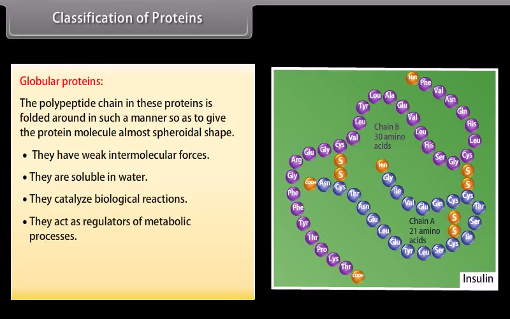They act as regulators of metabolic processes. For example, maintains blood sugar level. They act as antibodies and protect the body from diseases.